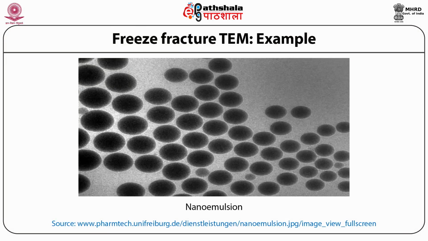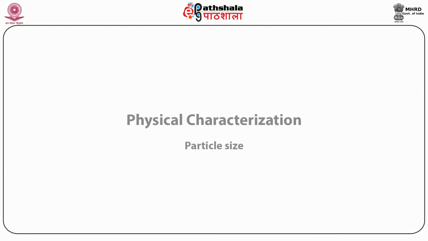This is an example showing how the shape of the microemulsion, that is the nanoemulsion, is visible using freeze fracture TEM. The next part is physical characterization, and for physical characterization, first is particle size analysis.